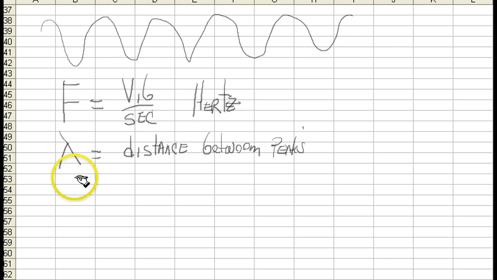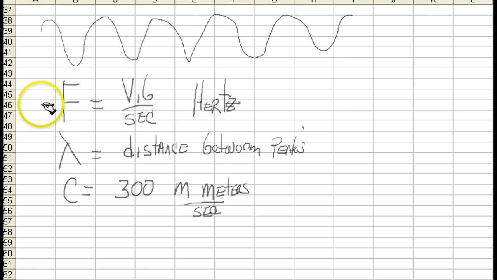And then we talked about the speed or the velocity of a wave. Okay, and we gave it the symbol C, and remember that was 300 million meters per second. Now today, we're going to talk about the relationship between these three things.